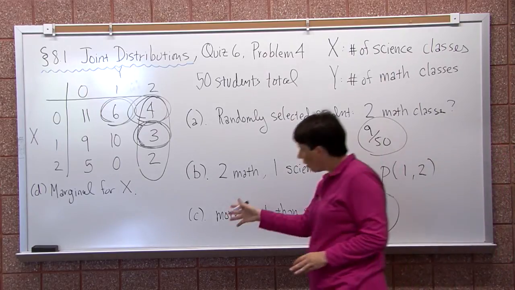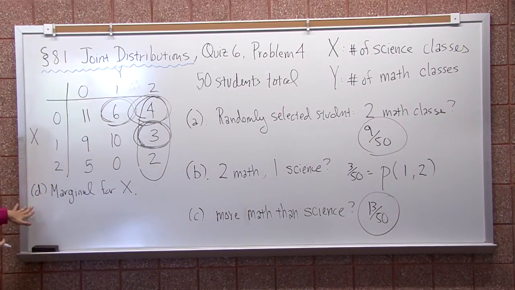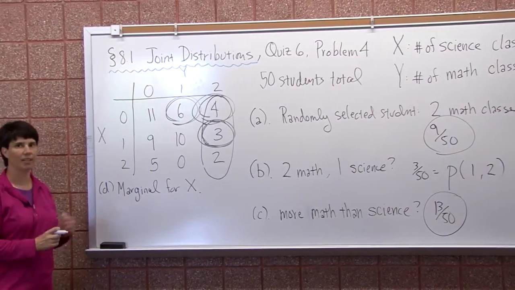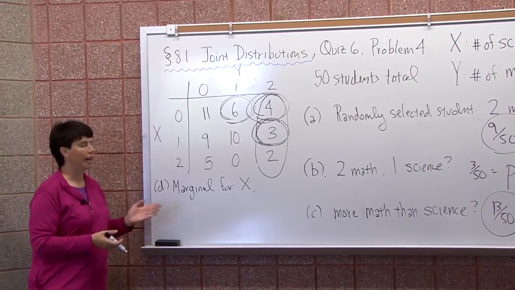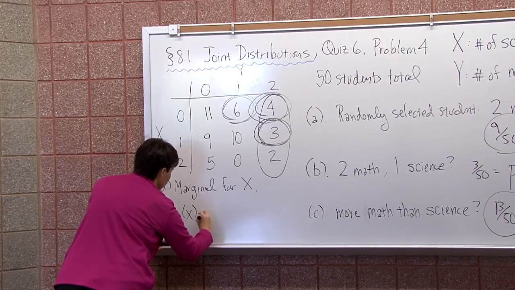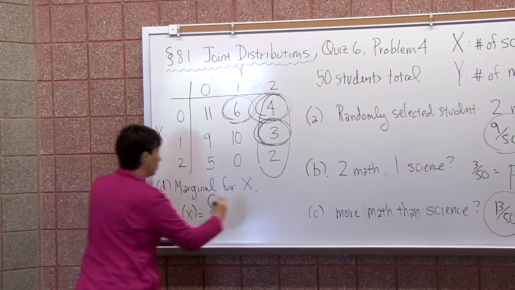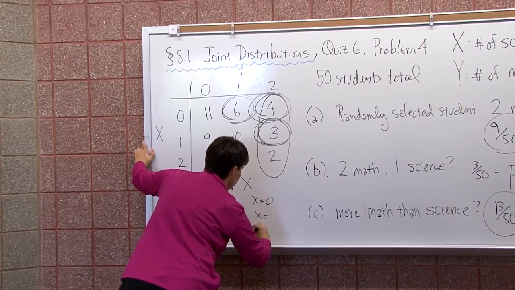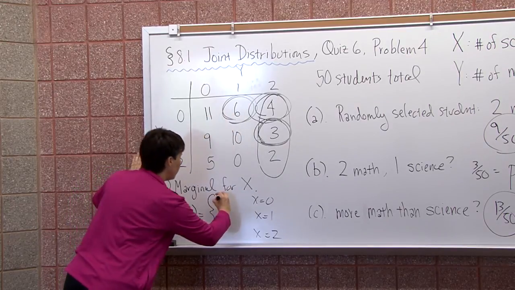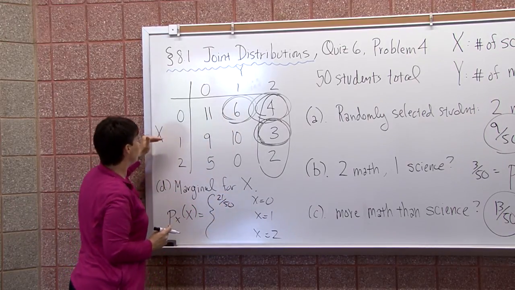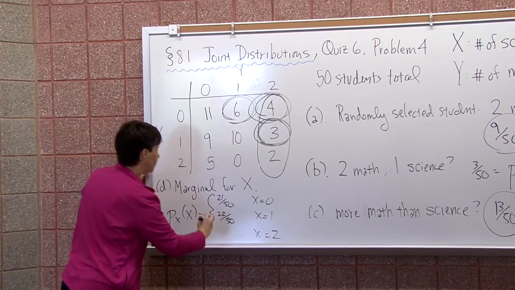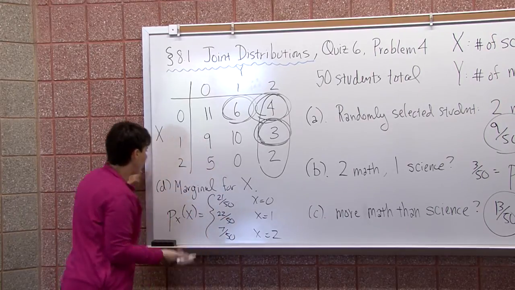Last is I asked you to find the marginal for X, so I'm just asking you to find P of X. I asked this before, and people were trying to come up with a really nice formula. This is only defined for 3 X's, so you might as well just make a piecewise. So P of X is equal to, X could either be 0, or X could be 1, or X could be 2. Probability X is 0 is 21 out of 50. Probability X is 1 looks like 22 out of 50. And X is 2 is 7 out of 50. This is valid, adds up to 1.